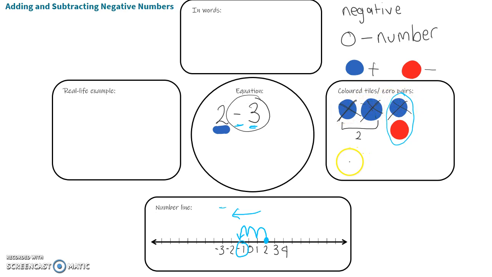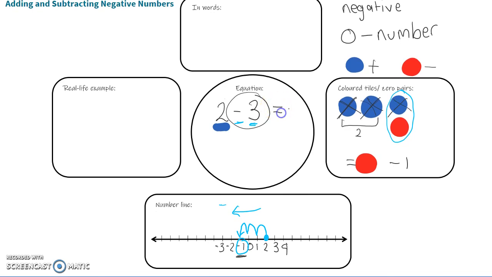So then what I'm left with is just 1 red tile. So that means that my answer is -1 because I've got 1 red tile. And that's the same as our answer down here on the number line. So we know we're doing the right thing because we're getting the same answer with different methods. It's a really good way to check that you're correct. If you do it multiple different ways and you get the same answer, you're doing something right.